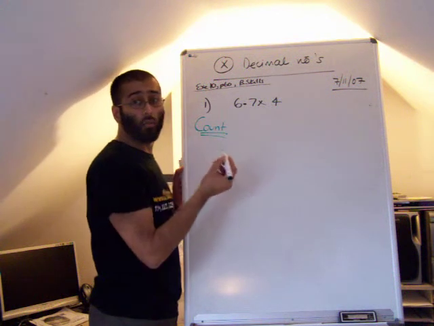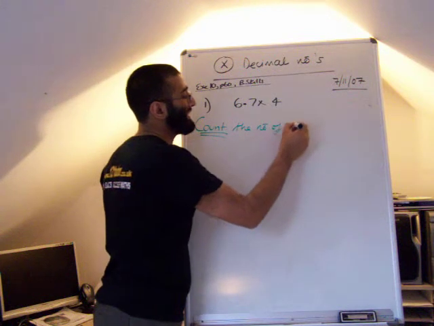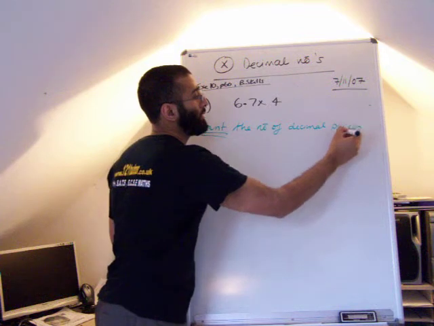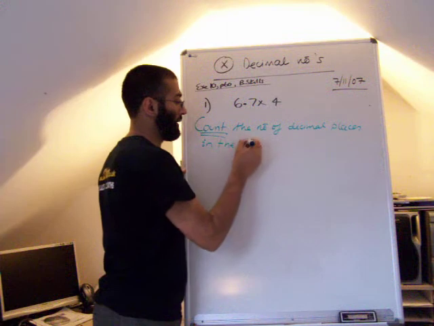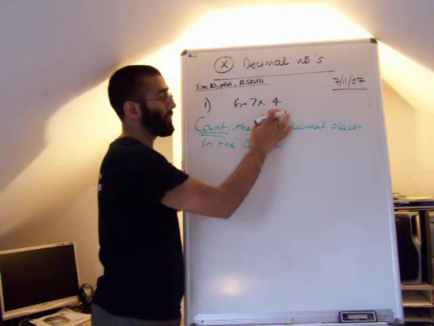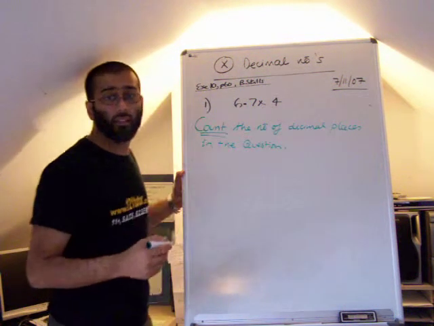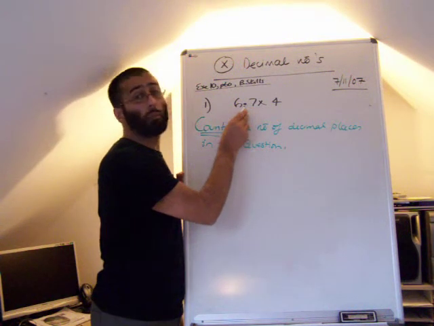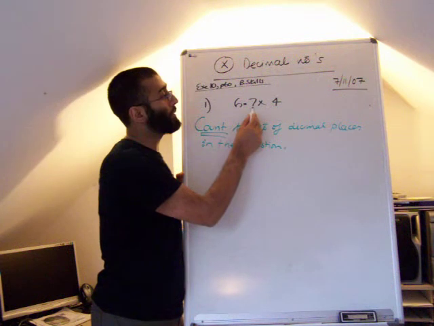count. You're going to count what? Count the number of decimal places in the question. That means both parts of the question. The number of decimal places is the number of positions after the decimal point, not the number of decimal points itself. That's a decimal point, and that's the first decimal place, for example.